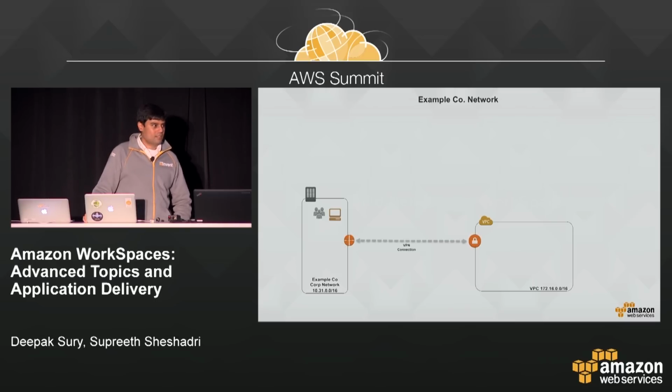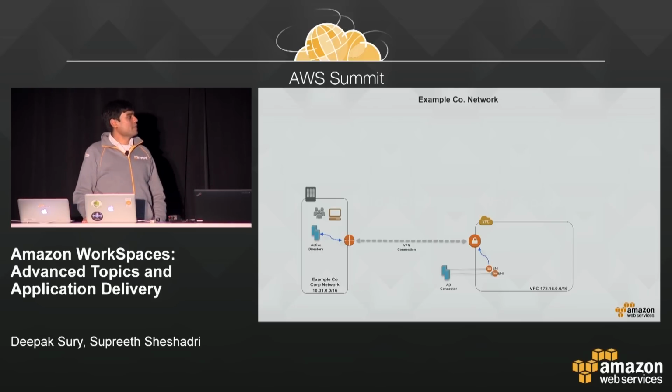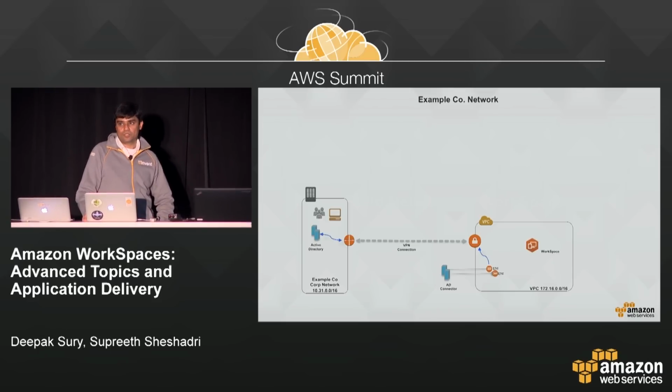There's a VPN connection. This could also be a Direct Connect between the two environments. There's an Active Directory that is available already in the on-prem environment, which we will connect to using an AD Connector. We'll go into the setup of the AD Connector later. But the AD Connector is going to be available as part of Example Co's VPC. The Workspaces that we'll launch for Example Co. will be part of this VPC.